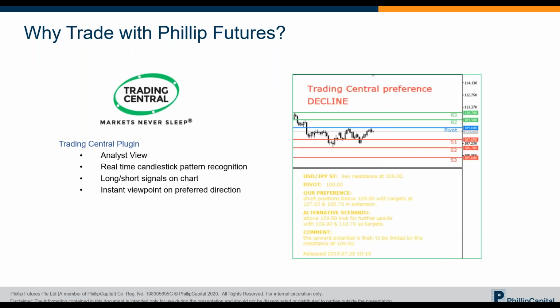Trading Central is able to portray these daily analyst views. What it means is that it gives you a very straight up preference, whether it's a rise or a decline. And then it identifies key pivot levels and support and resistance. So based on their preference, you can follow, or if you have an alternate view, then you can make use of their support and resistance levels to place your TP or SL.